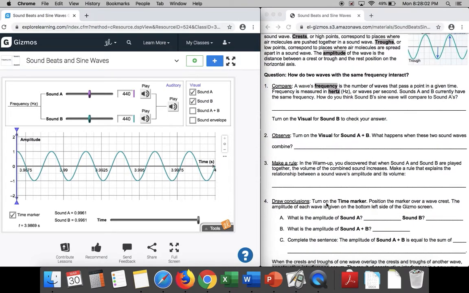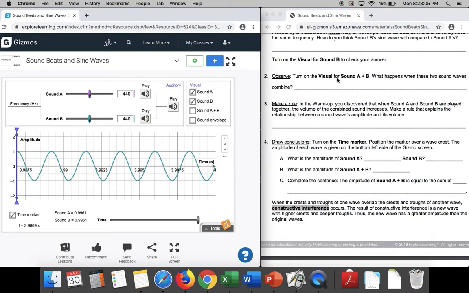When we're observing number 2, I want you to turn on the visual for sound A and sound B. So I go back underneath visual, I find where it says sound A plus B, and I click it. What happens to the two waves when they're combined? Well, you'll see this teal color, remember, is the color for sound B. The purple color is your sound wave for A. And the one that represents sound A and B combined is going to be this lighter green color. So you can look to see what's happening when those waves are combined. You make a little statement here of what you see. And then for 3, we're going to make up a rule.